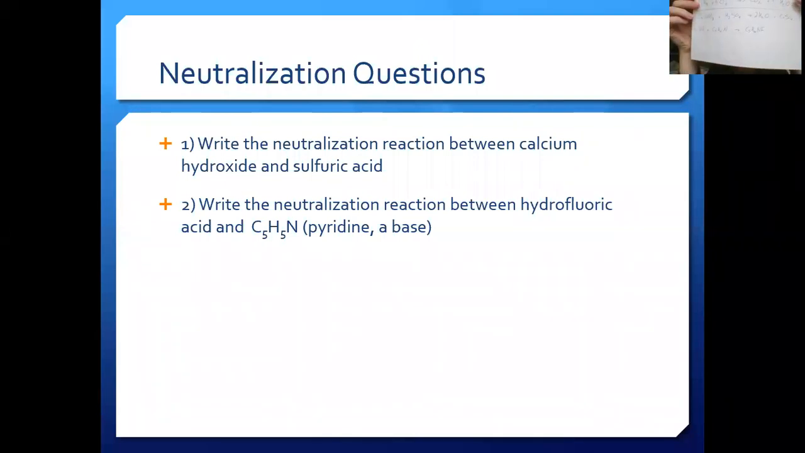Okay, so these are what your 2 reactions should look like. In the first one, we have calcium hydroxide, which is Ca(OH)2, plus sulfuric acid, which is H2SO4, becoming 2 waters plus calcium sulfate, which is CaSO4. And then for the second question, we have our hydrofluoric acid, which is HF, plus our pyridine, becomes C5H6NF. Squish it all together.